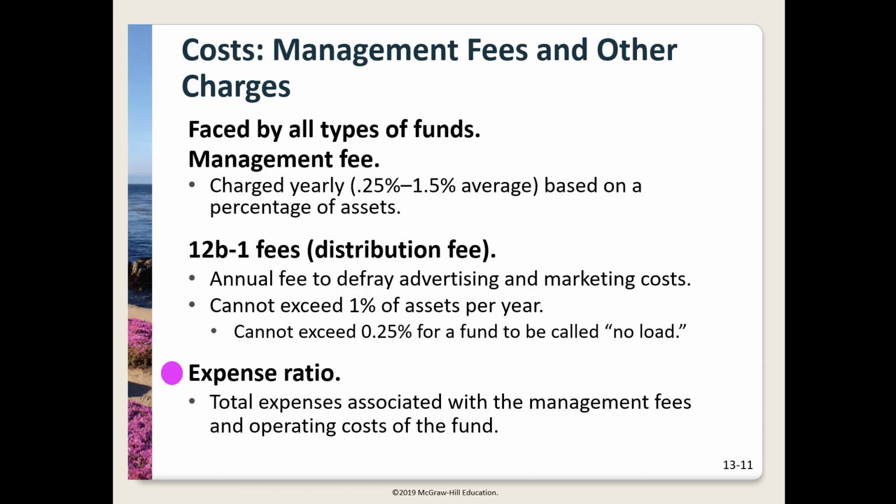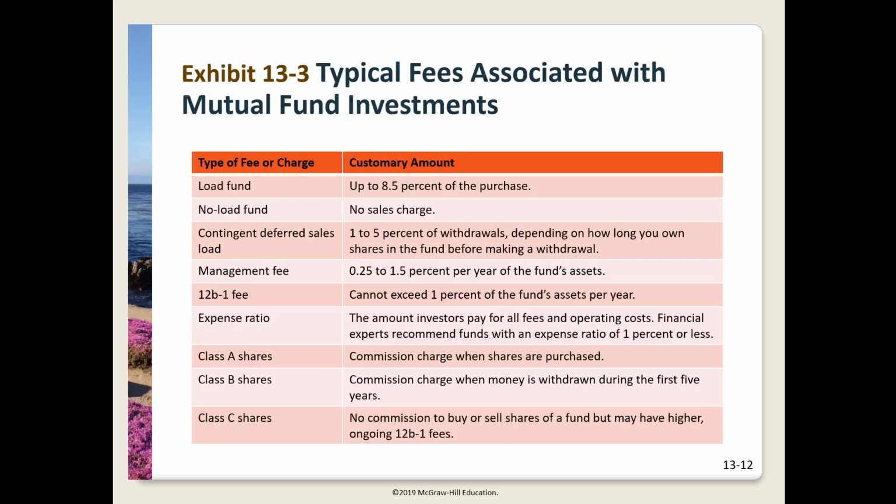Each fund publishes their expense ratio, which is the total all investors pay for a fund's management and operating expenses. This tells you a lot about what investing in the fund will cost. Exhibit 13.3 on page 429 recaps the description and typical fee ranges for the various fees mutual funds may use.